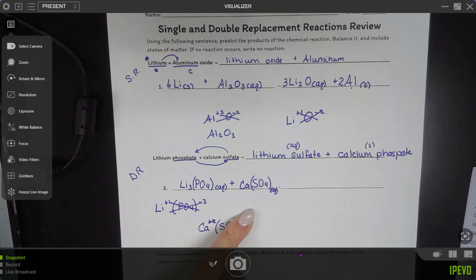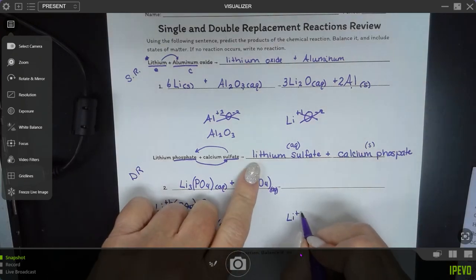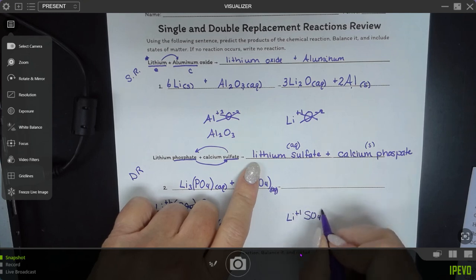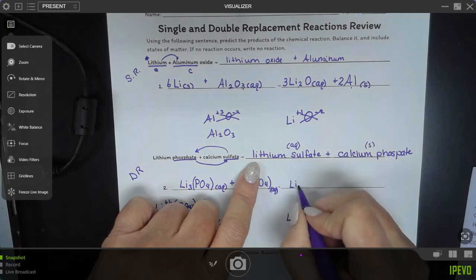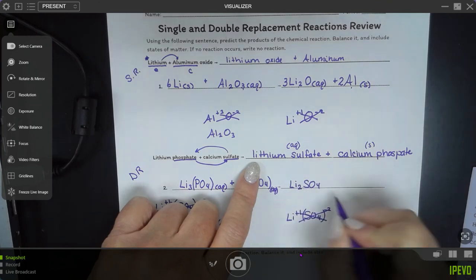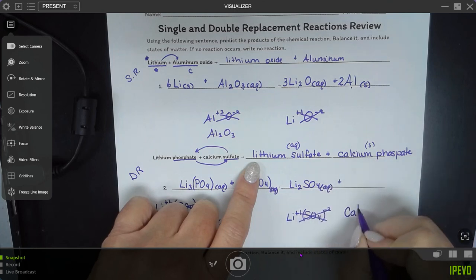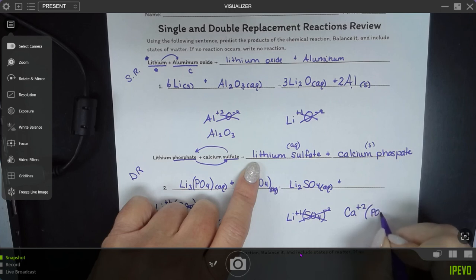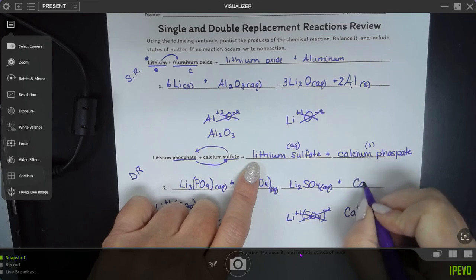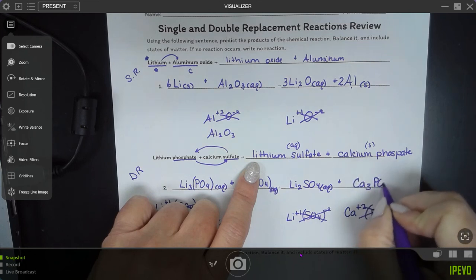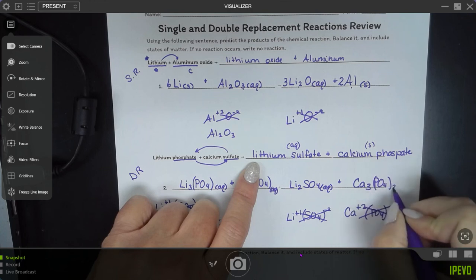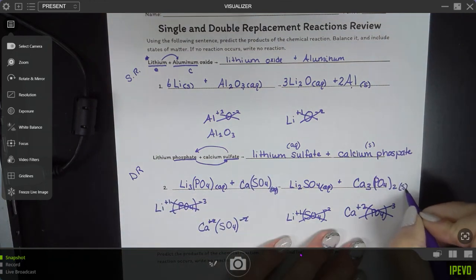Now, lithium sulfate. Lithium was +1, sulfate was -2. So if I crisscross, I get Li2SO4, aqueous, plus calcium phosphate. We said calcium was +2, phosphate is PO4 -3. I'm going to crisscross and I get Ca3(PO4)2. I do need the parentheses now because I have 2 of those, and that's a solid.